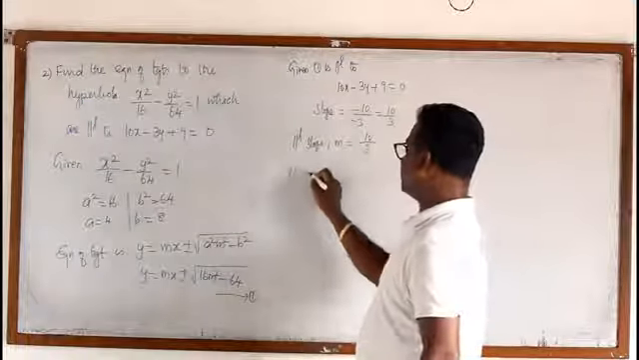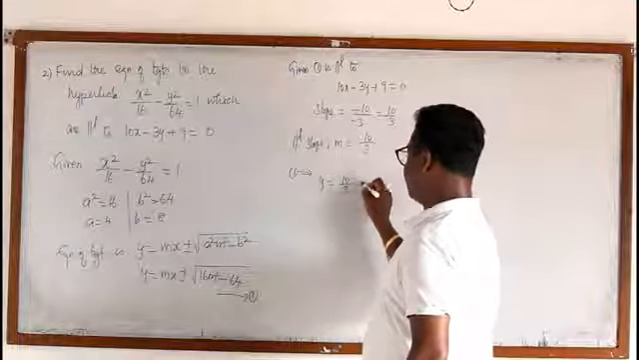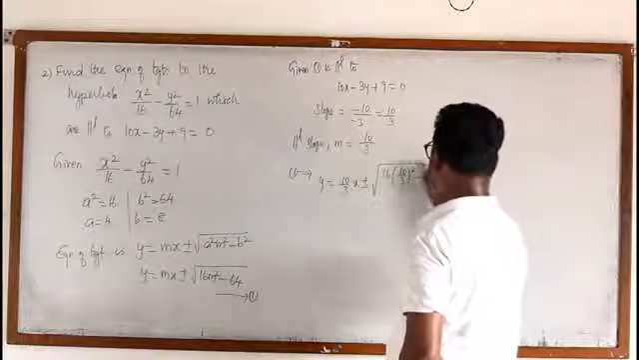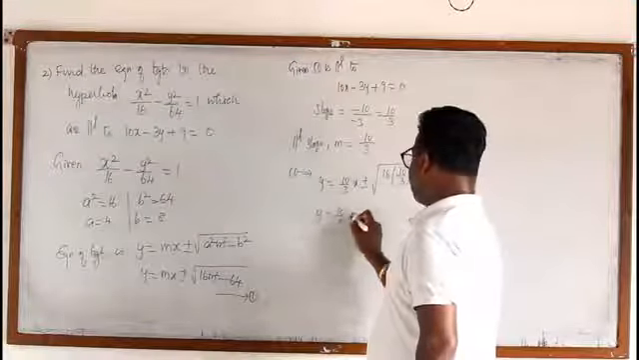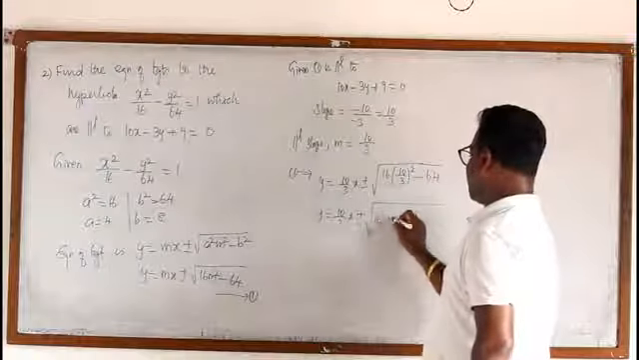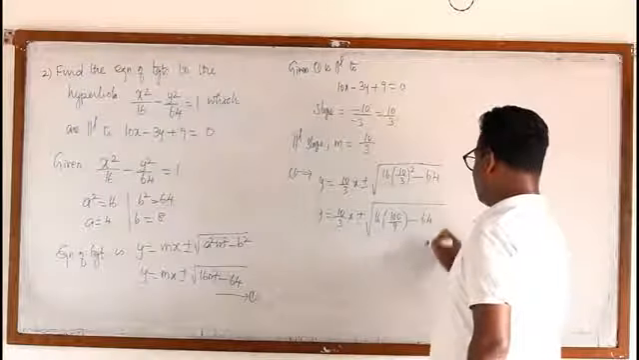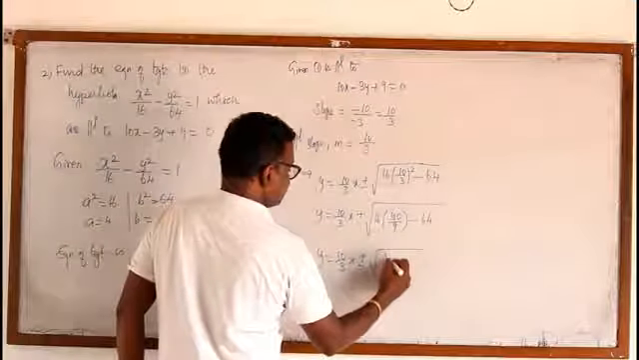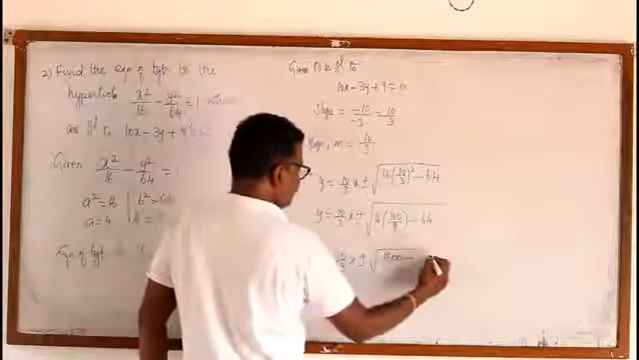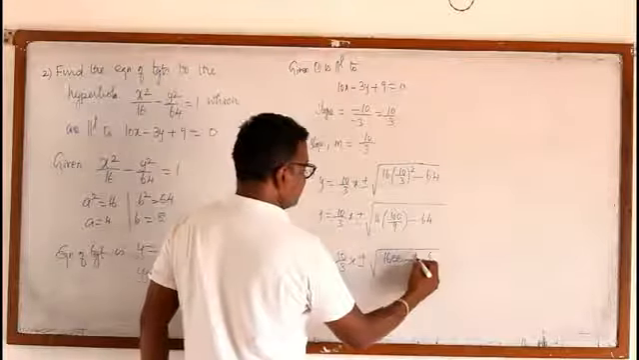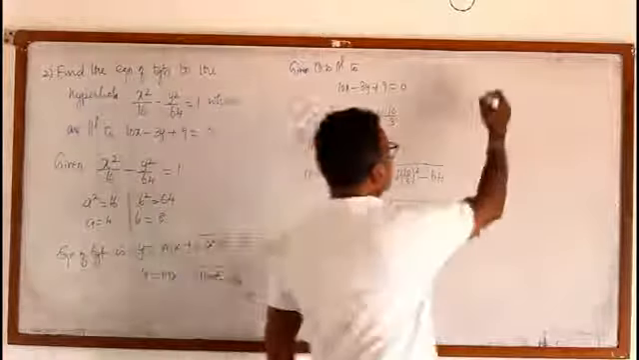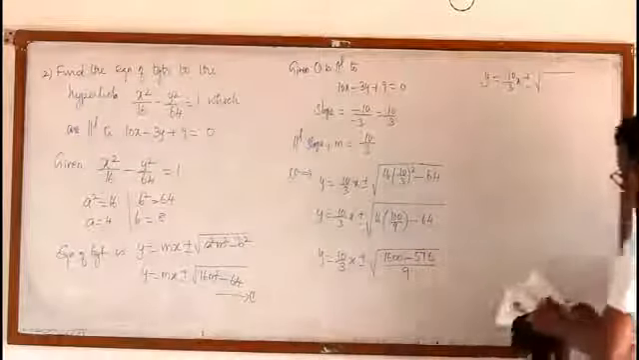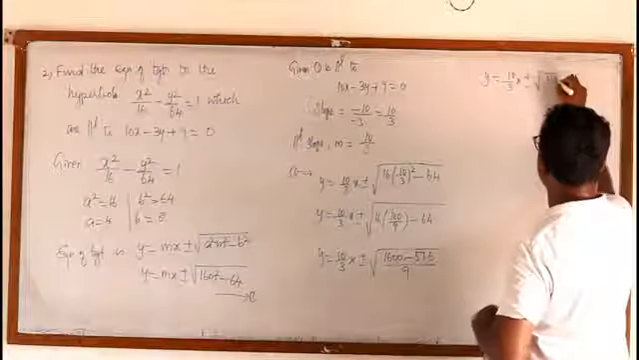Then it is y equal to 10 by 3x plus or minus the square root of 16 into (10 by 3) the whole square minus 64. It is y equal to 10 by 3x plus or minus the square root of 16 into 100 by 9 minus 64. Is it y equal to 10 by 3x plus or minus the square root of 1600 minus 9 times 64, that is 576, by 9? So y equal to 10 by 3x plus or minus the square root of 1600 minus 576, that is 1024, by 9.